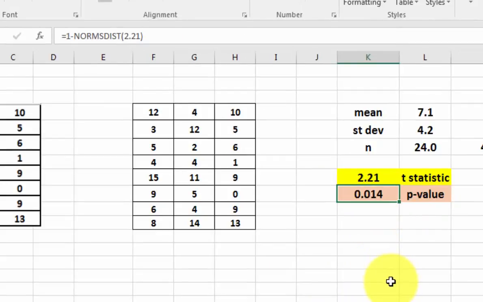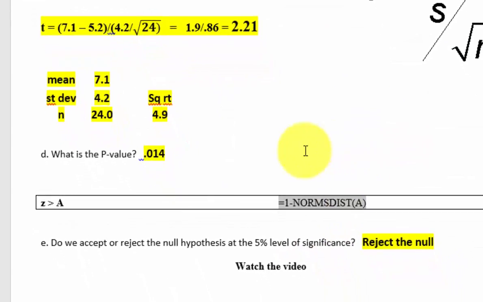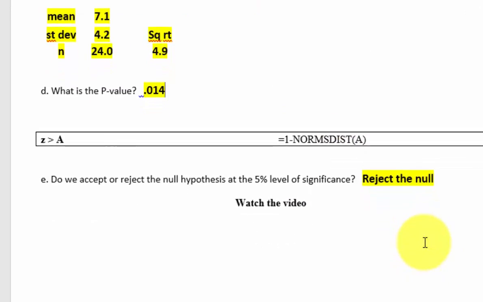So in other words, the null hypothesis is probably true 1.4% of the time. That's not very true. So you would disregard the null. I'm sorry, you would reject the null. Say, look, it is not true. And that's all there is to it.